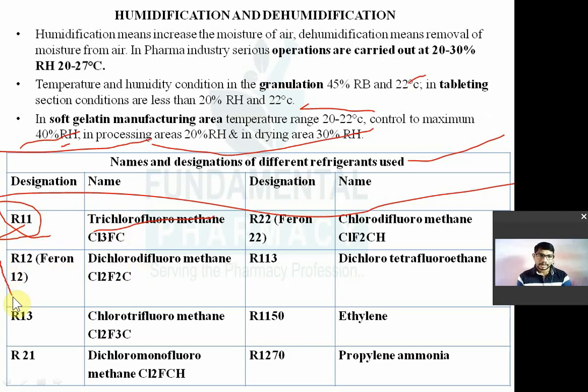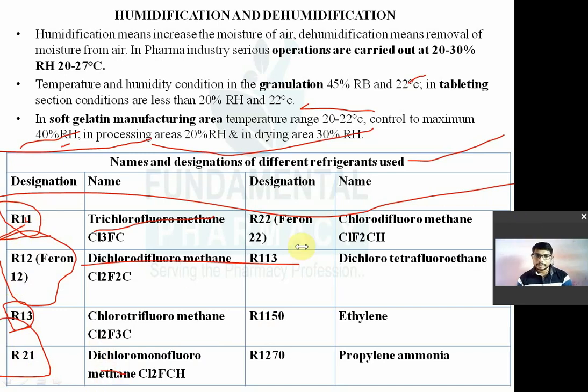Then R12 is also known as Freon, and it is nothing but difluoromethane. Likewise R13 is there. So R13 is chlorotrifluoromethane. All these are derivatives of methane. Okay? One means mono, one means monofluoro, that means monofluoromethane. Okay, so this one is for chlorine and this one is for methane. Trichloromonofluoromethane. Chlorotrifluoromethane, R13. Then R21, dichloromonofluoromethane.